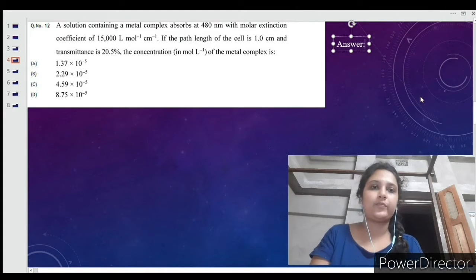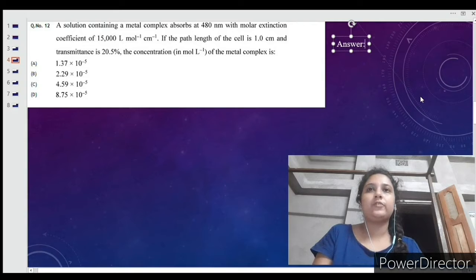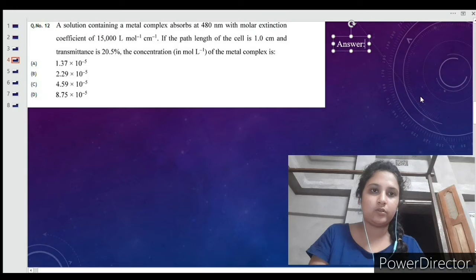numerical question. Okay. Now the first question is: a solution containing a metal complex absorbed at 480 nanometer with a molar extinction coefficient of 15,000 liter per mole per centimeter. If the path length of the cell is 1 centimeter and transmittance is 20.5%, then what is the concentration of the metal complex? We have to evaluate what is the concentration of the metal complex.